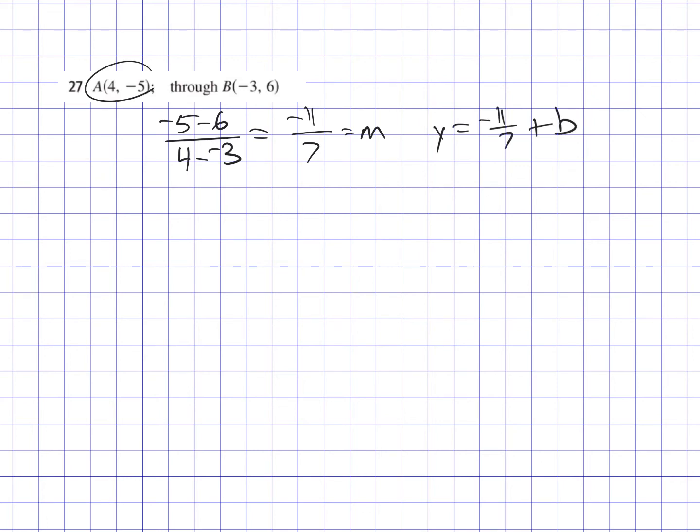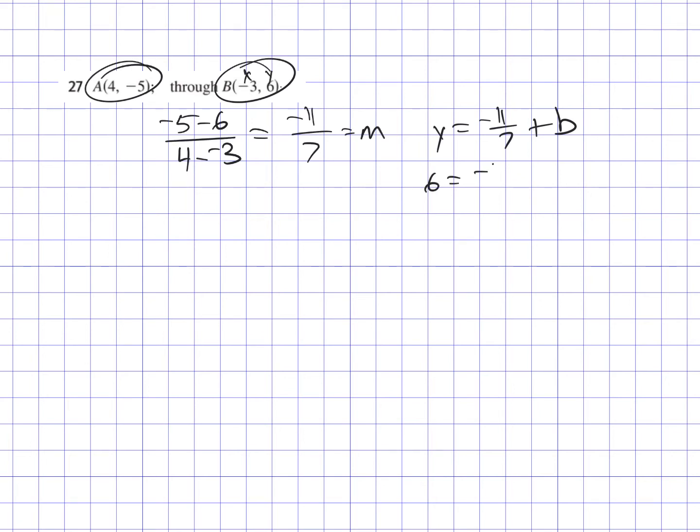Okay, so now we have 2 points. So we've got to get the slope. And you don't have to graph these. So let's just do the slope. -5 minus 6 and 4 minus -3. So -11 over 7. That's our slope. So y equals -11/7 x plus b. And you can use either one of these for your x and y. So this time I'm going to use the other one just to do it differently.